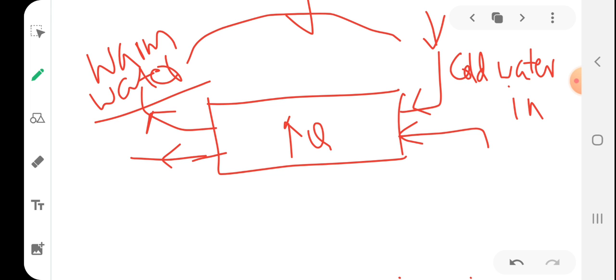Okay, so in order to avoid the induction of continuous water into this condenser, it will be easier if you recycle this water, right? Recycle this water.